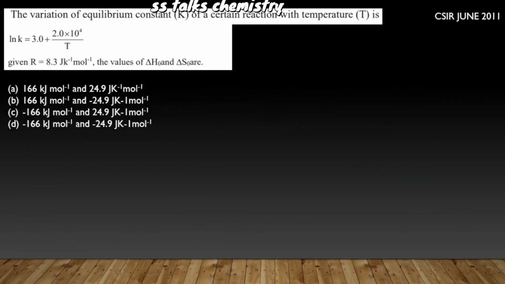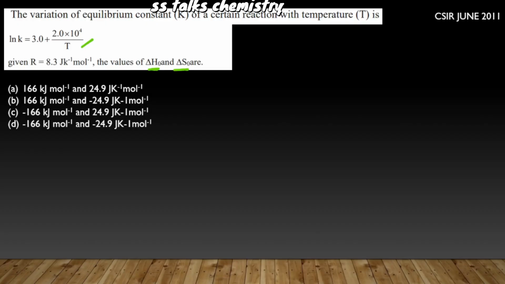This is the one. The question says that the variation of an equilibrium constant K of a certain reaction with the temperature is shown like this. So this expression has been given to us, and the R value has been given. So what is the value of delta H naught and delta S naught in this?